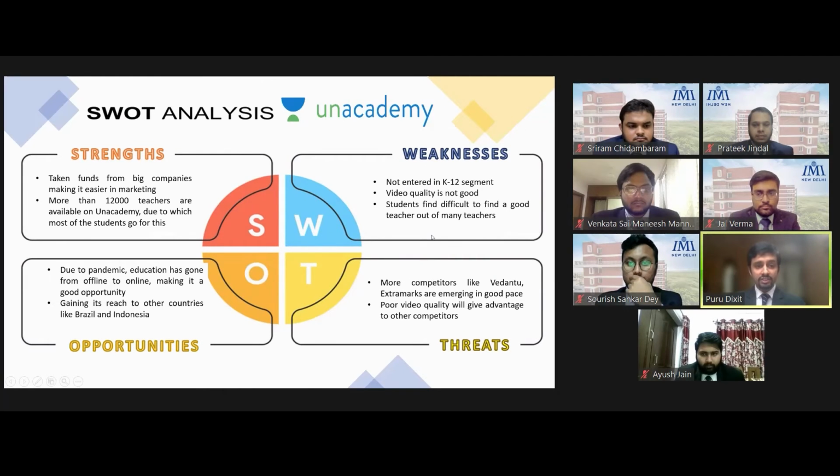So now the SWOT analysis of Unacademy. The strengths of Unacademy: it took funds from big companies like SoftBank and General Atlantic, which made marketing easier. More than 12,000 teachers are available on Unacademy, due to which most students go for this. Now the weaknesses of Unacademy. It hasn't yet entered the K-12 segment. K-12 segment means that Unacademy is not open for school-going students from KG to 12th class.